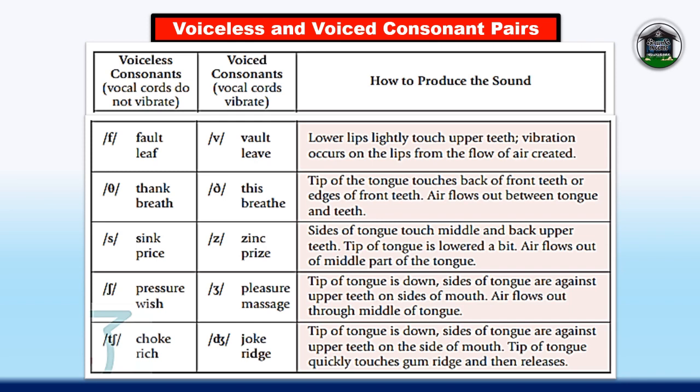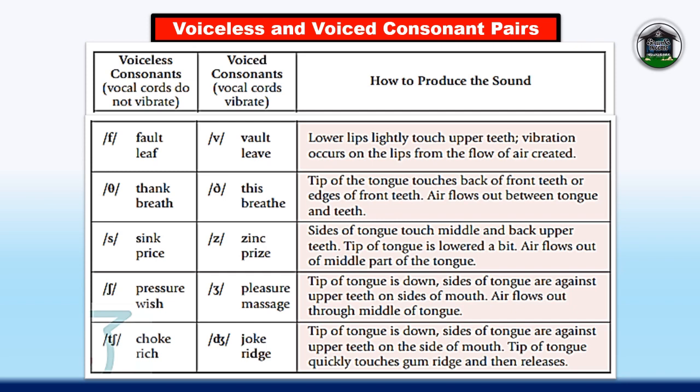S, s. Sink, price. Z, z. Zinc, prize. To produce these two sounds, the sides of the tongue touch the middle and the back upper teeth. The tip of the tongue is lowered a bit and air flows out through the middle part of the tongue. S, z. Sh, sh. Pressure, wish. Zh, zh. Pleasure, massage. To produce these two sounds, the tip of the tongue is down, the sides of the tongue are up against the upper teeth on the sides of the mouth, and the air flows out through the middle of the tongue. Sh, zh.